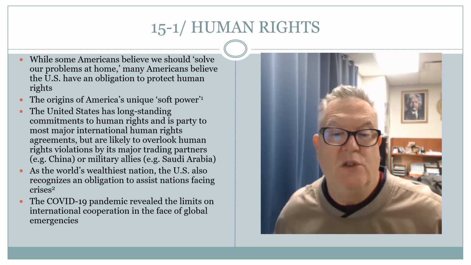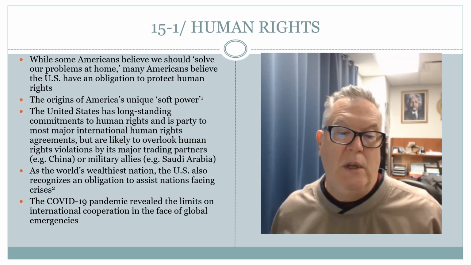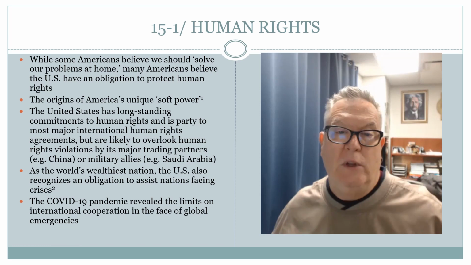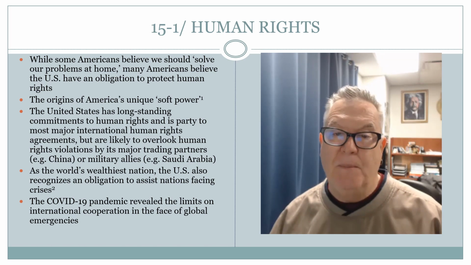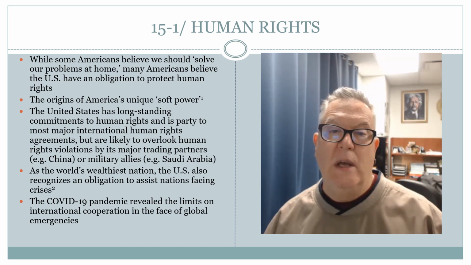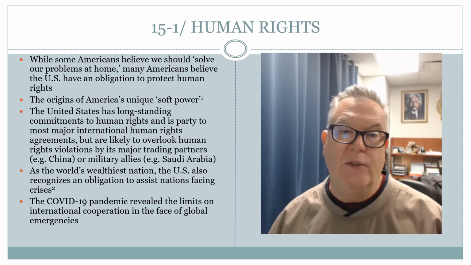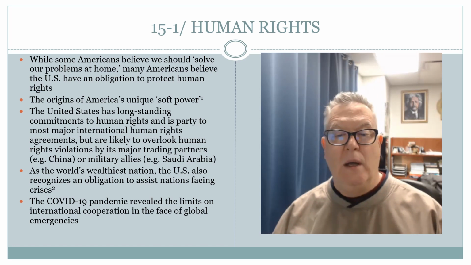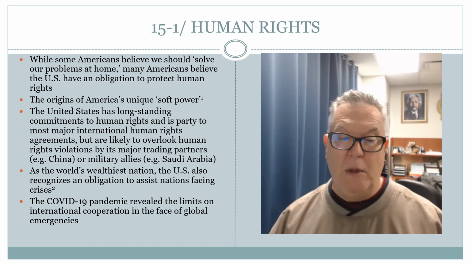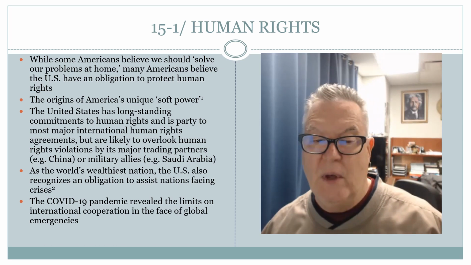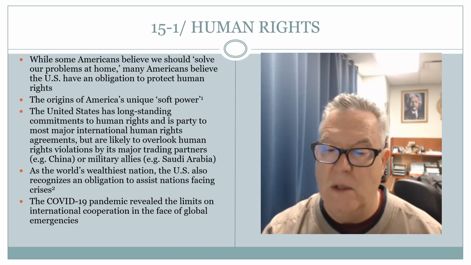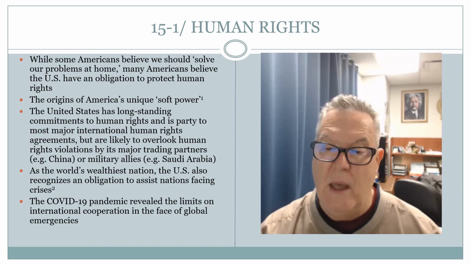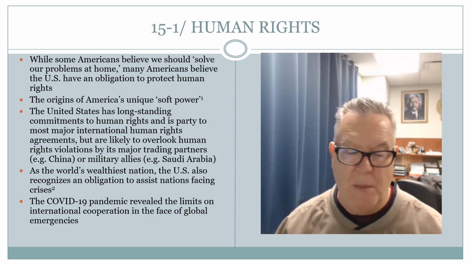As the world's wealthiest nation, the United States also recognizes an obligation to assist nations facing crises. Between 2010 and 2017, the United States provided more than $5 billion in assistance to Haiti after a huge earthquake devastated the island nation. In 2020, the United States also provided assistance to the Republic of Uzbekistan after a dam collapse displaced 70,000 people. Likewise, the COVID-19 pandemic revealed the limits on international cooperation in the face of international emergencies, as all too often governments were more interested in protecting their own citizens and their own economies, and so often retrenched rather than retain their commitment to free trade.